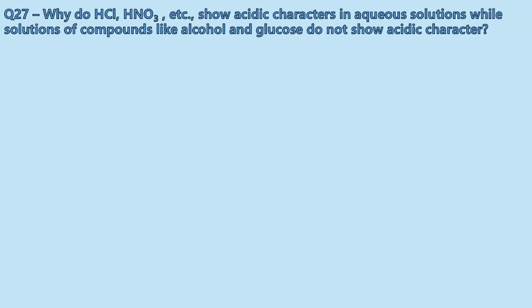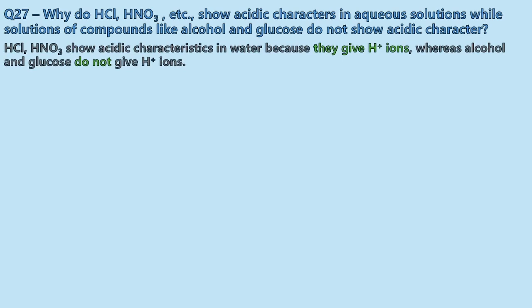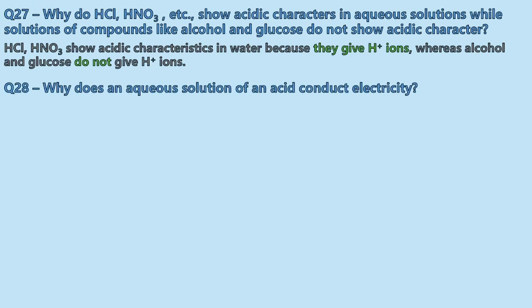Why do HCl, HNO3, etc. show acidic characters in aqueous solutions, while the solution of compounds like alcohol and glucose do not show acidic character? See, HCl and HNO3 show acidic characteristics because when dissolved in water, they give H plus ions, H plus Cl minus, H plus NO3 minus. Whereas alcohol and glucose do not give these H plus ions.